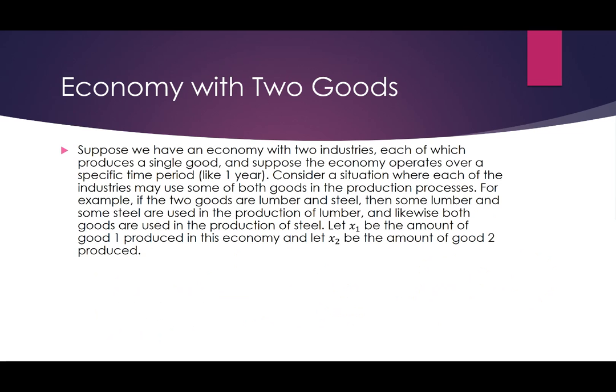All right, suppose we have an economy with 2 goods. Okay, economy with 2 industries, each of which produces a single good. And suppose the economy operates over a specific time period, like 1 year, for example. Consider a situation where each of the industries may use some, or again, another typo should fix, or both goods in the production processes. For example, if the 2 goods are lumber and steel, so let's say we have a lumber manufacturing company and a steel manufacturing company.